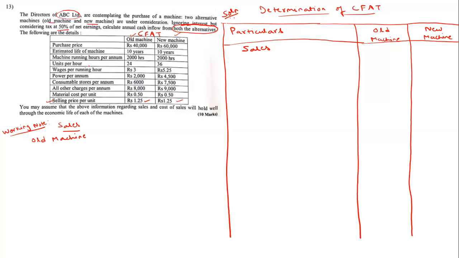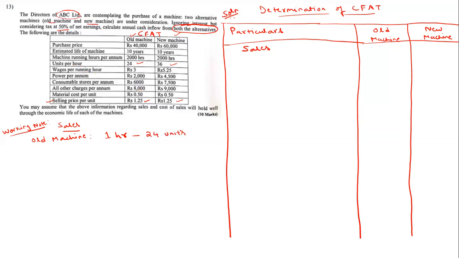And now probably you will be getting a hint here that when we're talking about the machine, how do we get the units? Right. If you just see here, using the old machine, units per hour is 24, and units per hour using your new machine is 36. Therefore, I'll just write here for the old machine, for 1 hour, how many units you are getting, units per hour for the old machine, that is 24 units.